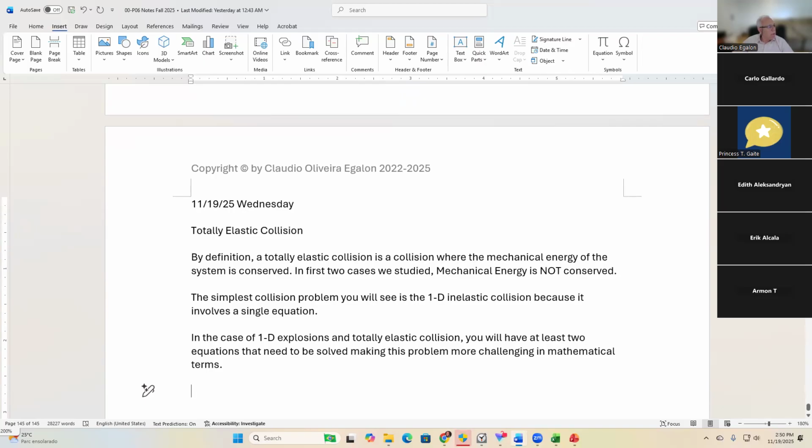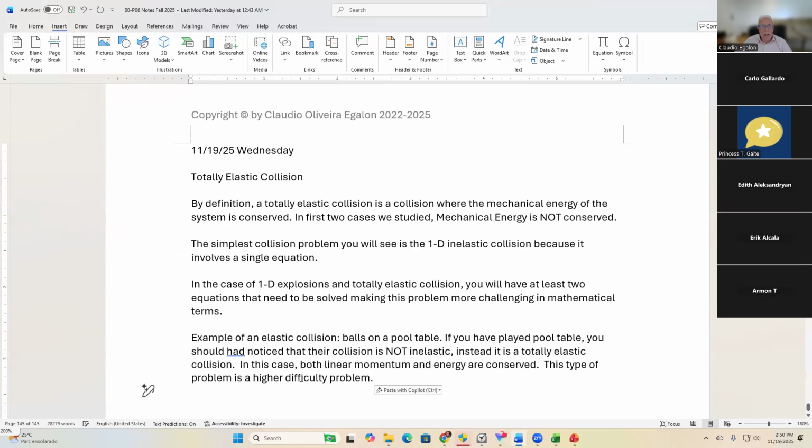Okay? So let me give you a real life example of a totally elastic collision. The balls on a pool table. Whoever has played pool, those balls undergo an almost totally elastic collision. The ball bounces off the other. When they collide, they don't stick to each other like we have in an inelastic collision.